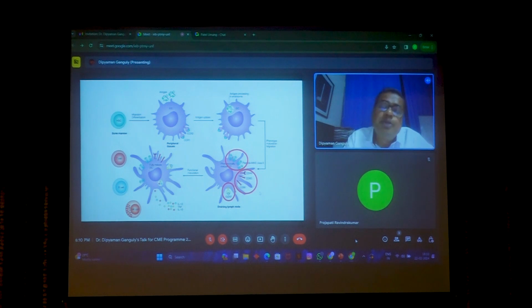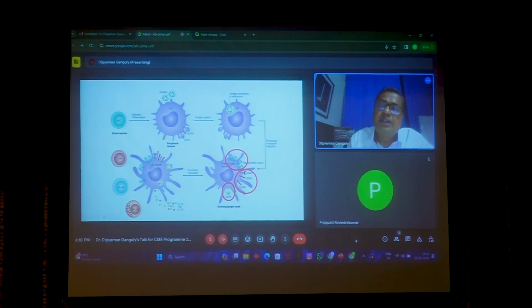Now, this is the link between danger signal and efficient T cell activation, because only danger signals or DAMPs activating pattern recognition receptors on the dendritic cells will upregulate these molecules, which are co-stimulatory molecules.